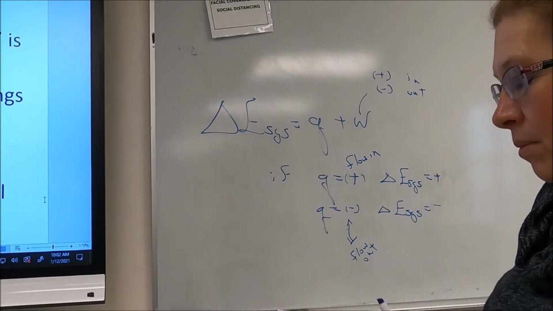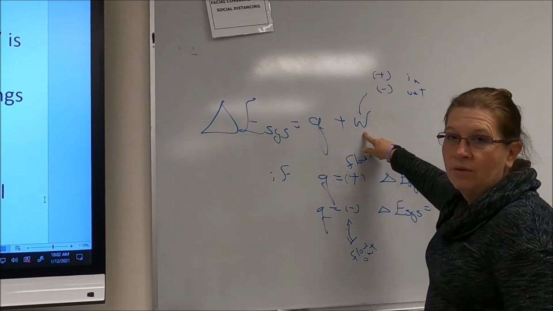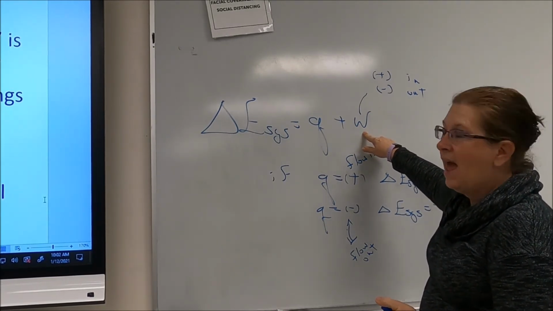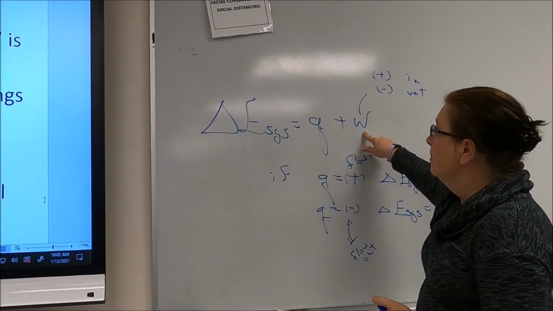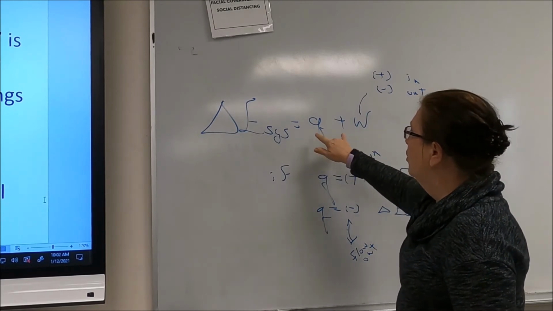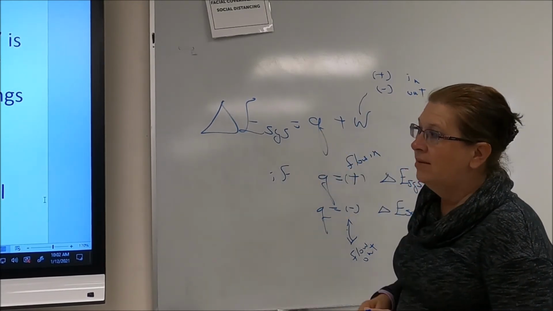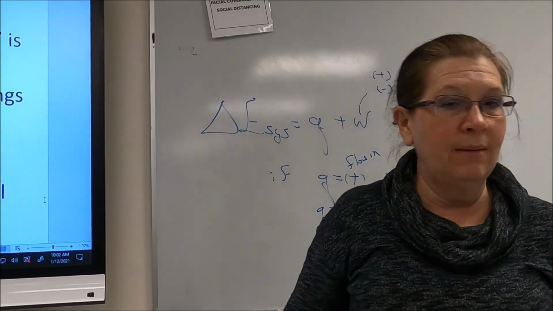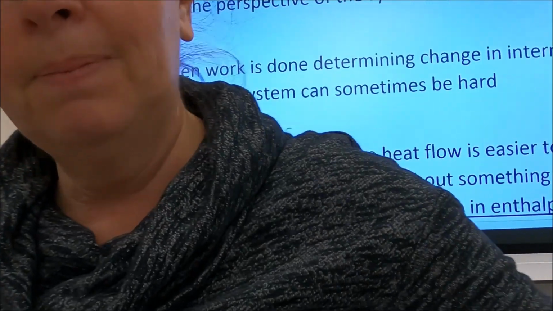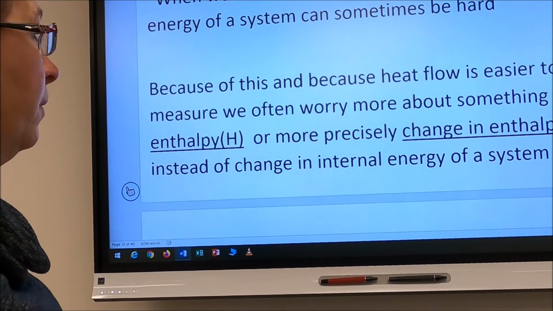Now, determining work for a chemical system can be pretty hard, if we even have one that has work. So instead of looking at this equation and trying to get Q and W both, we're going to look at something called enthalpy. Let's talk about enthalpy for a minute. I'm going to talk about enthalpy all the time.